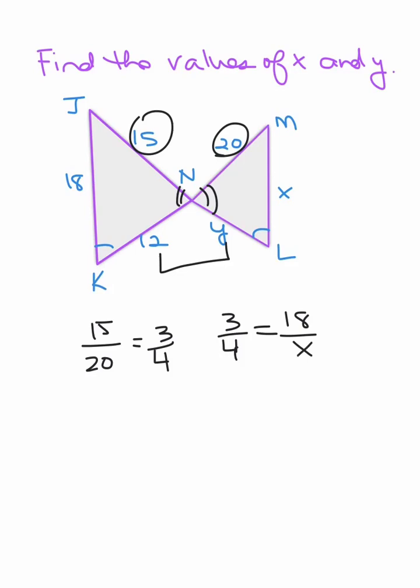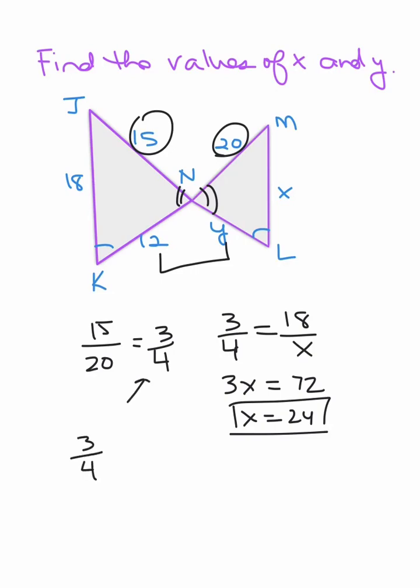So when I cross multiply, I have 3X is equal to 72, divide both sides by 3, and X is equal to 24. I'll do the same thing to find Y. Again, here's my scale factor, so I have 3 over 4 is equal to 12 over Y. So when I cross multiply, I have 3Y is equal to 48. So Y is equal to 16.